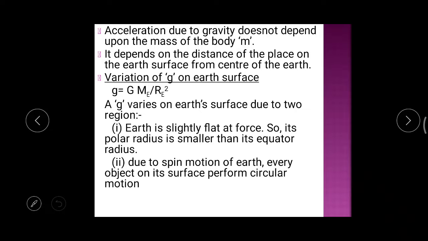So here some points are given, that is the acceleration due to gravity does not depend upon the mass of the body m. That is very clear from that equation, that is the gravitational acceleration g is equal to the gravitational constant G into the mass of earth divided by the radius of earth square. So here the small m value is not specified, hence we can say the gravitational acceleration does not depend upon the mass of the particle.